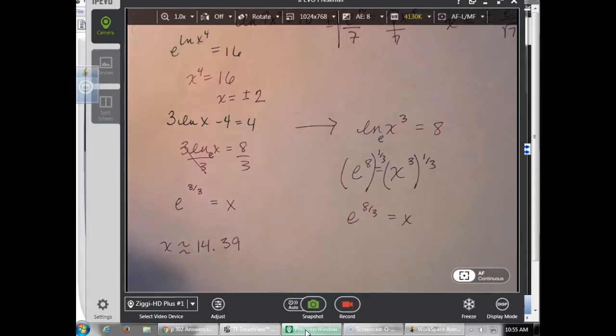Now, if it says exact, this is what we mean. It means you're not touching the calculator at all. Okay, if it says approximate, then you can use a calculator and you have to use the little approximate symbol.